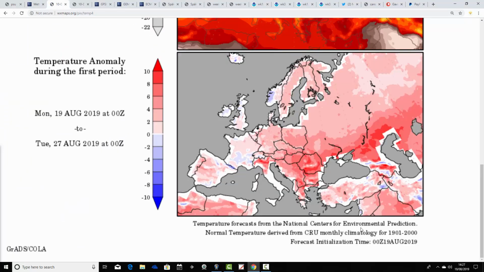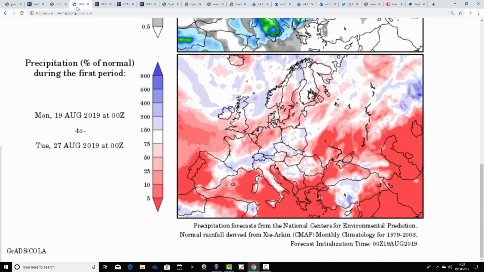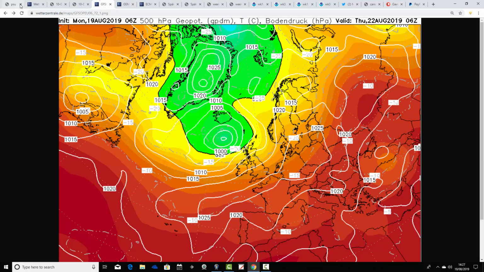Temperature anomalies from the 19th to 27th of August are very close to average. So for the north, it's almost bang on average. For England and Wales, it's just a little bit milder than average. Certainly not a particularly big deviation, however. Precipitation anomaly showing a north-south split: over Scotland and Northern Ireland it's a bit wetter than average, while for England and Wales it's actually a little bit drier than average.